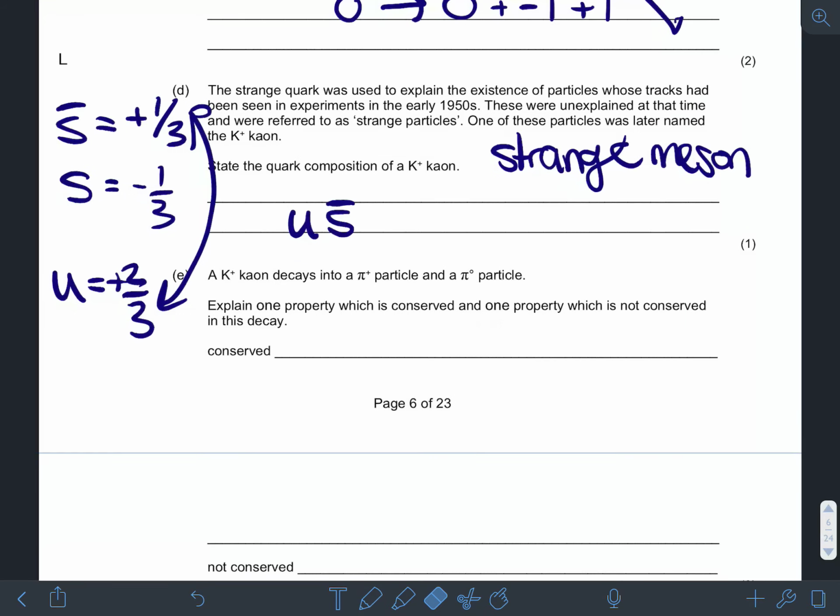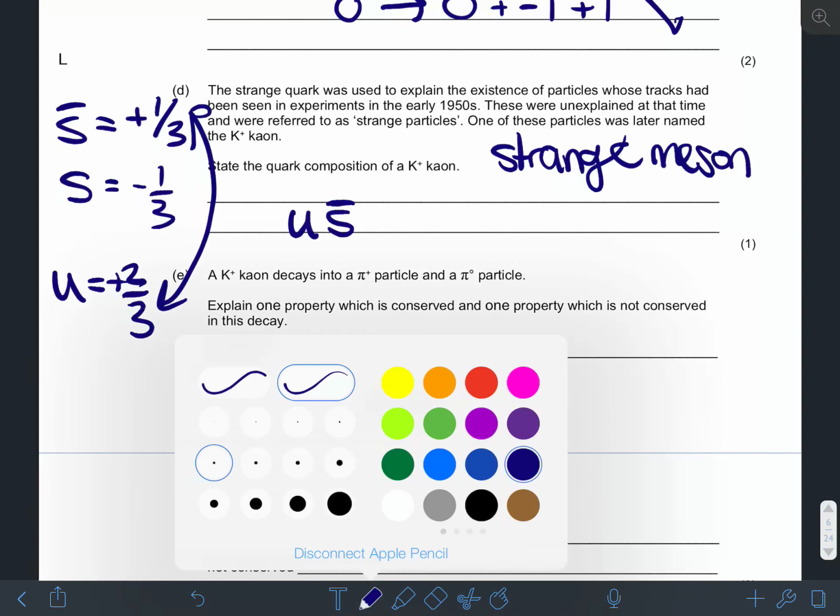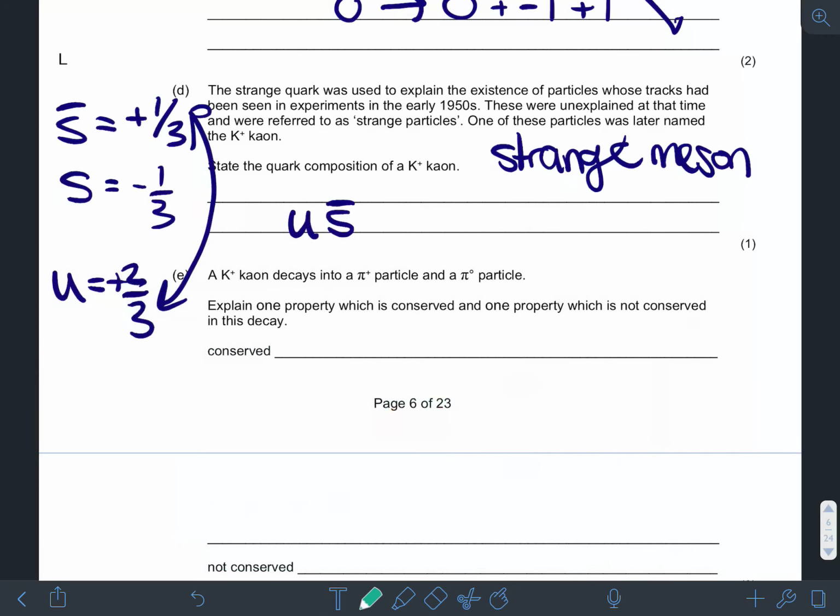A K+ kaon decays into a pi plus and a pi naught. Explain one property which is conserved and one property which is not conserved in this decay. So let's go back to pink. Let's try that one. So let's write it down first. K+ goes to pi plus pi naught.